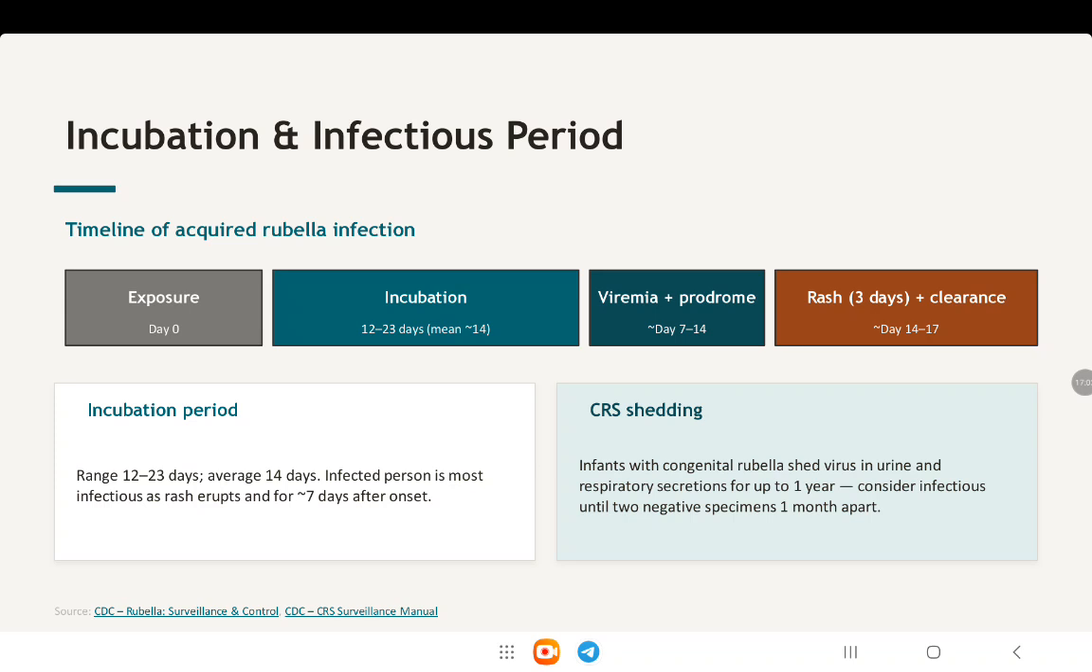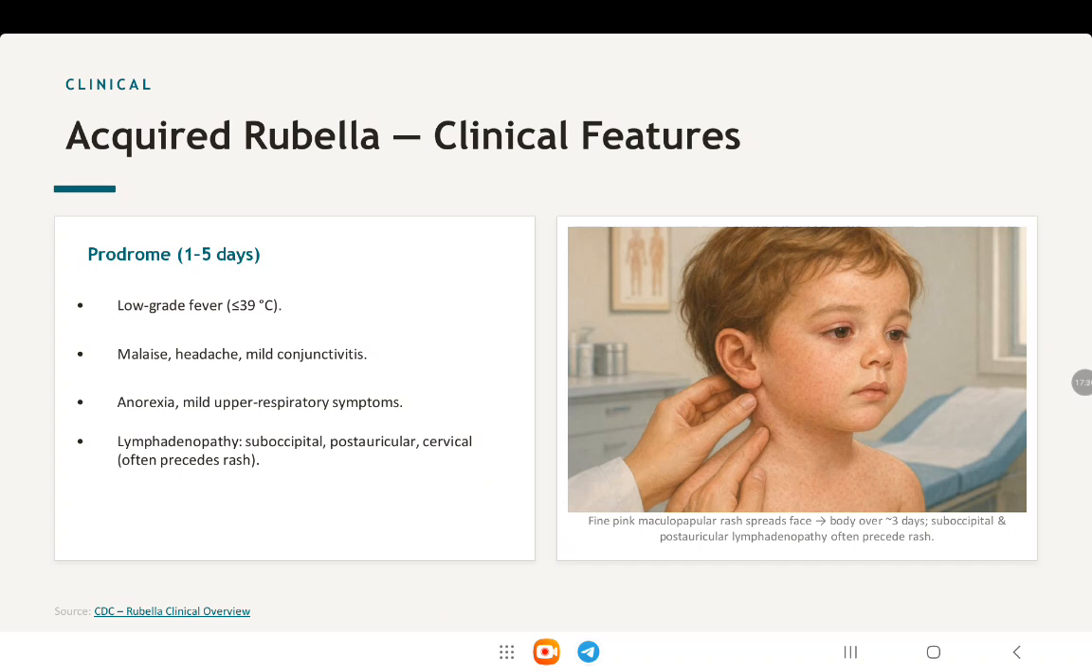The patient in this stage is infectious, but infectiousness starts before the rash appears and continues shortly after the rash disappears. For congenital rubella syndrome, an infected infant can continue shedding the virus for 1 year following birth. For that, the healthcare worker should use appropriate infection control measures when caring for an infant infected with congenital rubella syndrome.